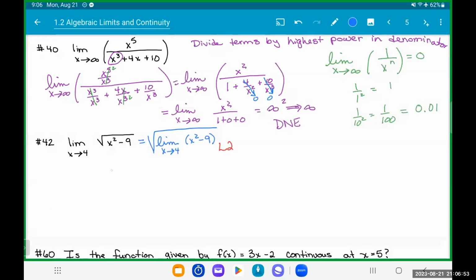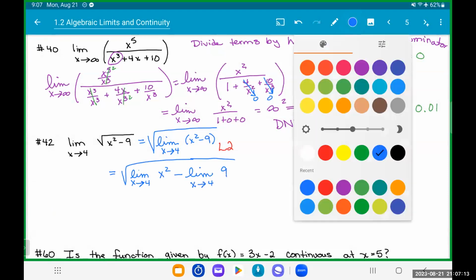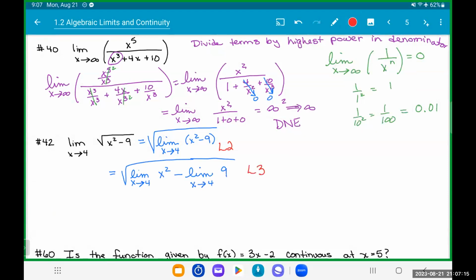Okay, so that then is going to allow me to write this as the limit as x approaches 4 of x squared minus the limit as x approaches 4 of 9. Okay, and this is done by the L3. Let me write by L2, and this is by L3.